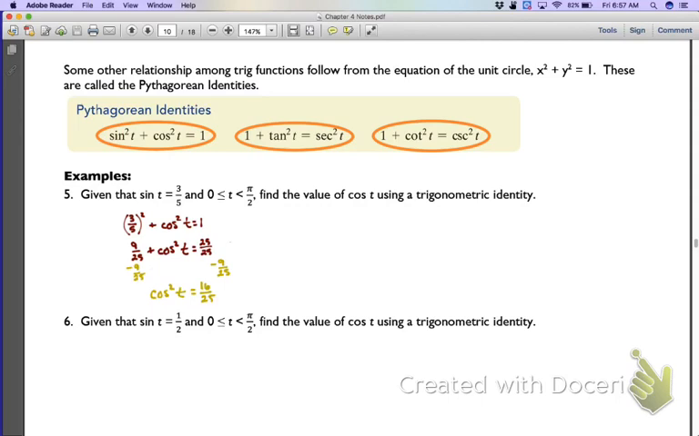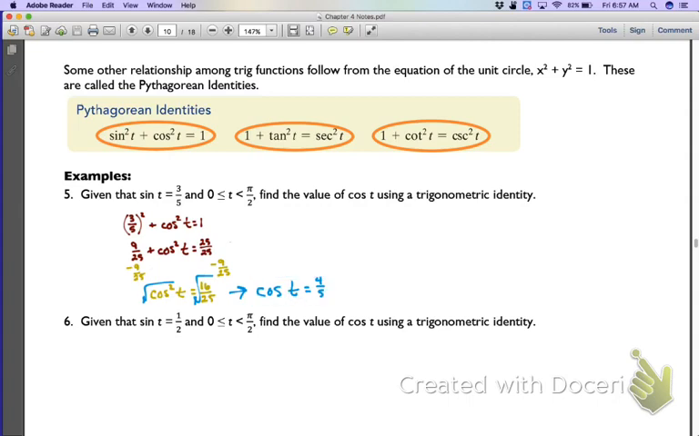Now, remember, I'm trying to find what cosine of t is. I already know what the hypotenuse is. I'm realistically trying to find the third side. Okay? And even if you can shortcut this, let's finish here. If I take the square root of both sides, then I'm going to end up with cosine of t is equal to 4 over 5.